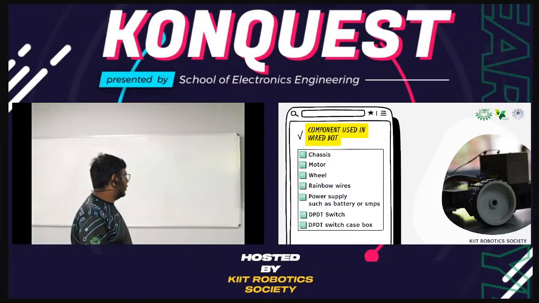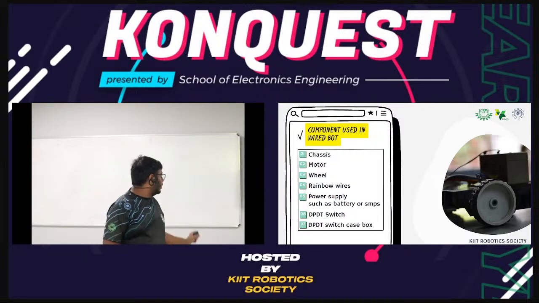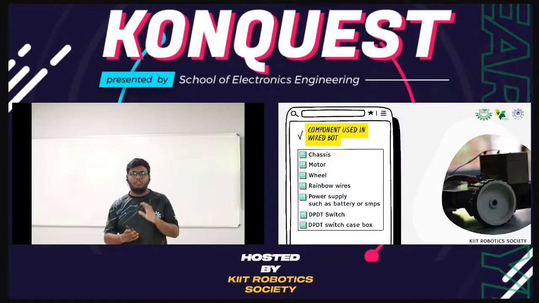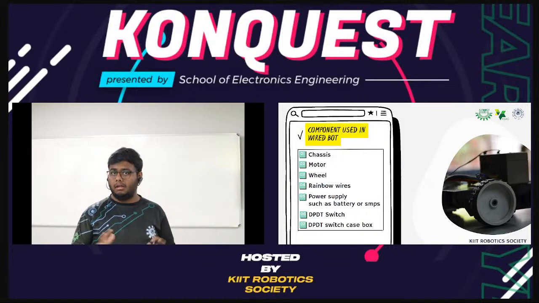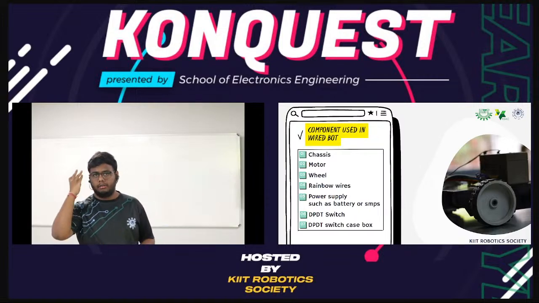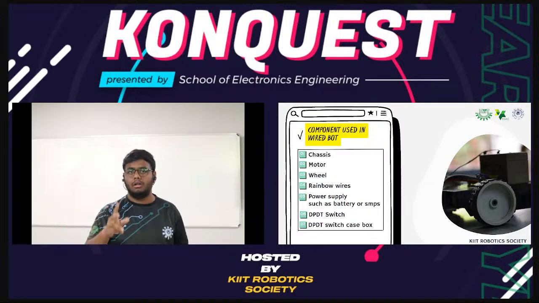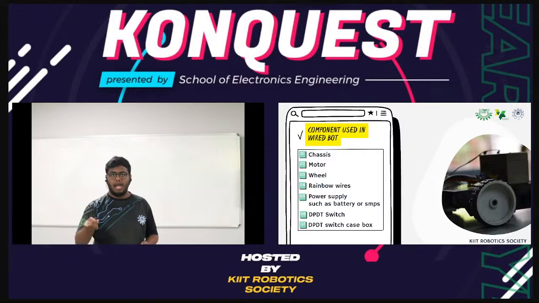Okay. So as you can see in the presentation, what does the simple wired bot require? A chassis. What does a chassis mean? A chassis is anything where you assemble all the parts together. Okay, it can be made up of metal, ply, Sunmica, ACP sheet, aluminium sheets, made up of anything.